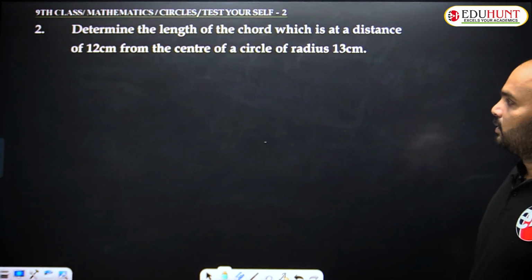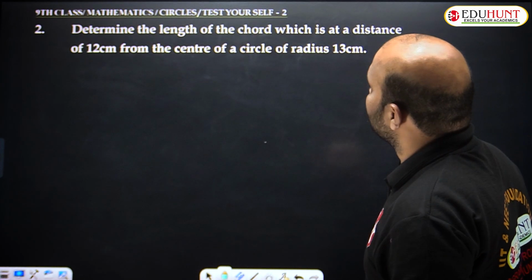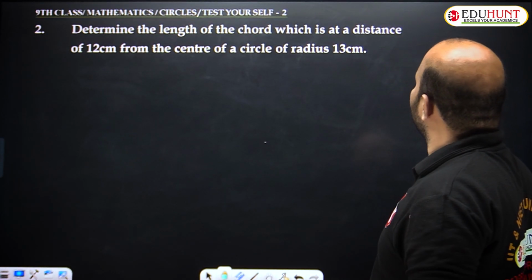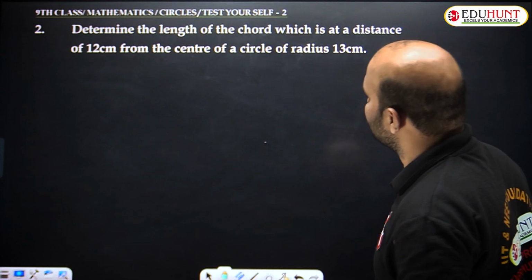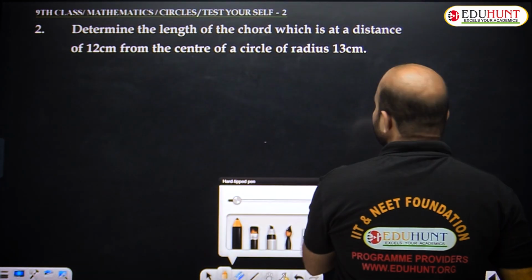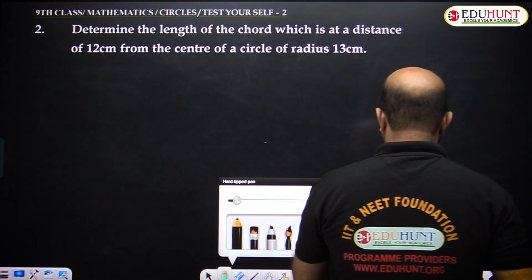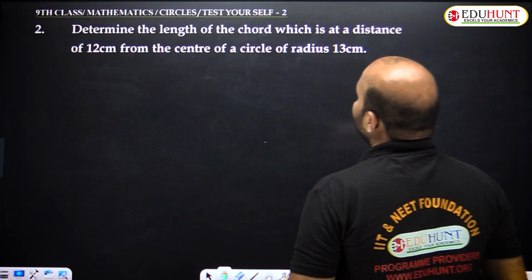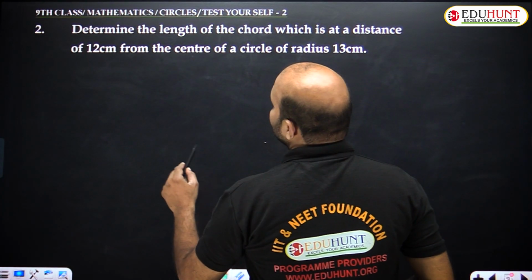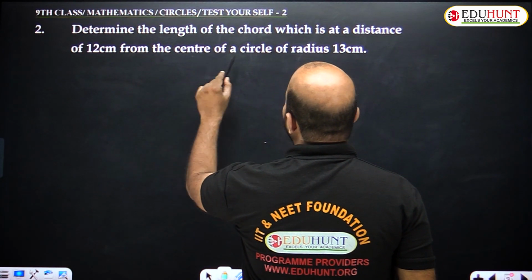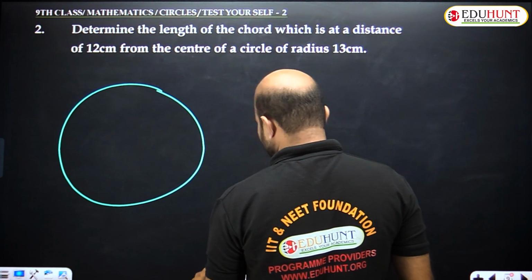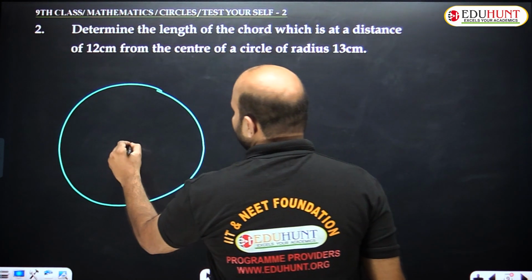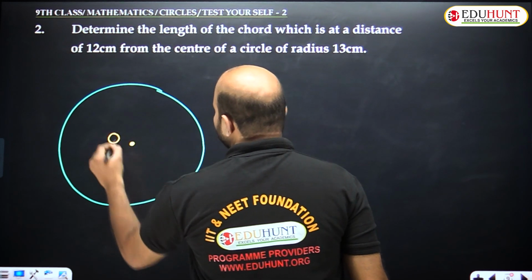Am I clear? So let's go to question number 2. Determine the length of the chord which is at a distance of 12 centimeters from the center of a circle of radius 13 centimeters. So that is the question I mentioned here. Clearly we need to understand in that circle, so it is a center.